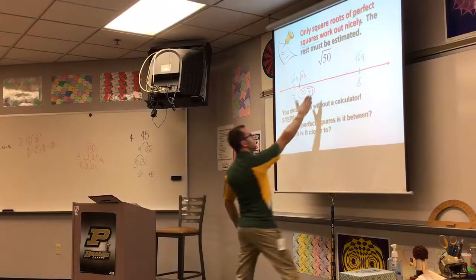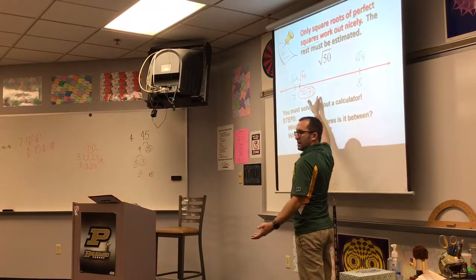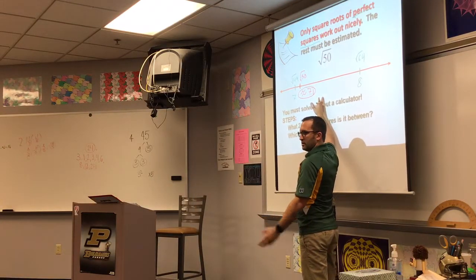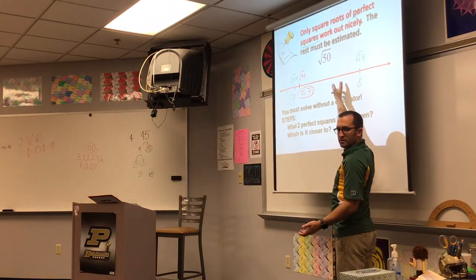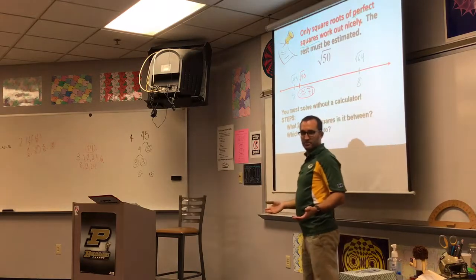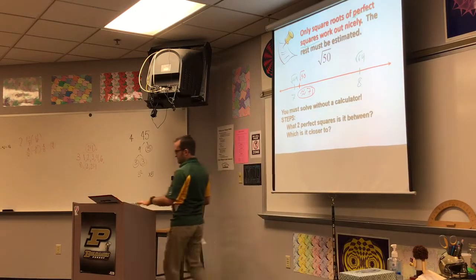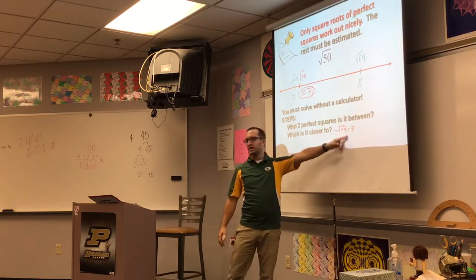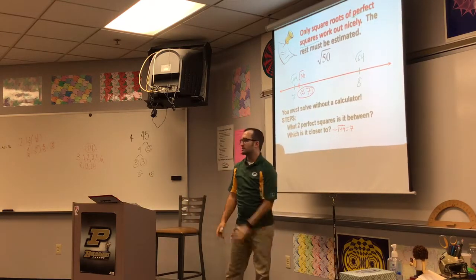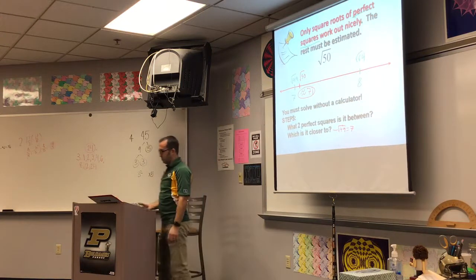If it was closer to the middle, we would probably say something like 7.5. If it was closer to 64, it'd probably be like 7.8 or 7.9. It's an estimate, okay? So which is it closer to? It's closer to the square root of 49. So our answer would be approximately 7.1. Cool, questions on that?